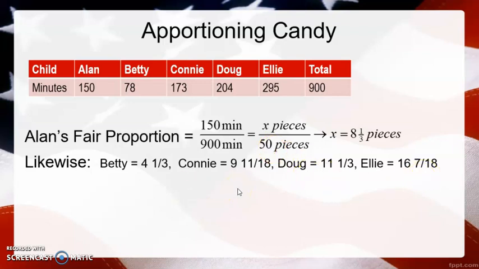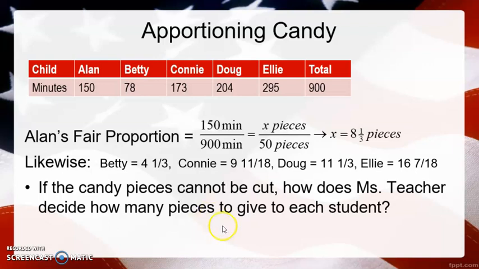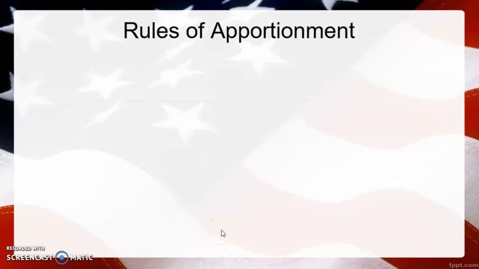So as you can see, each of the students is entitled to whole pieces of candy as well as a piece, or a portion, or a fractional part of that piece. So the question becomes, if they cannot be cut, how does Miss Teacher decide how many pieces to give each student? And that is the question that we're trying to answer whenever we're looking at different methods of apportionment.